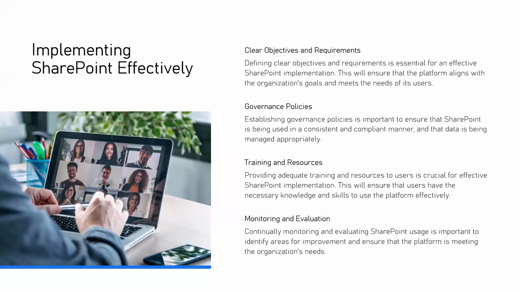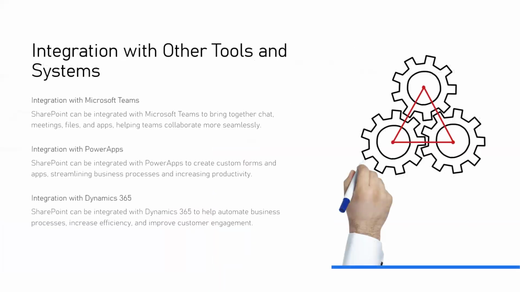All right. To effectively implement a collaboration platform, organizations should define clear objectives and requirements, establish governance policies, provide adequate training and resources, and continually monitor and evaluate its use. A collaboration platform can be integrated with other tools and systems such as Microsoft Teams, Power Apps, Dynamics 365 to enhance collaboration and productivity.